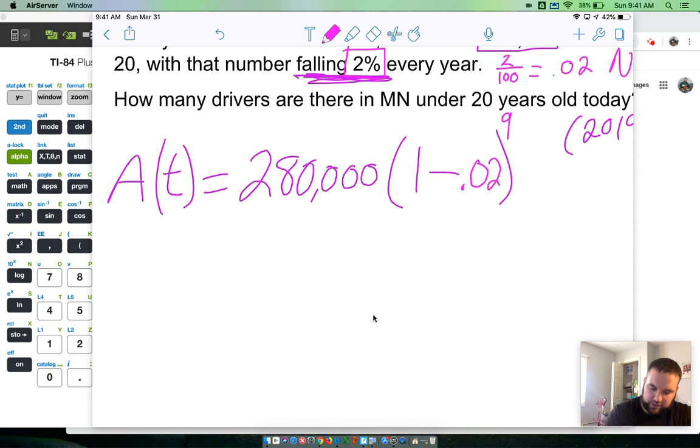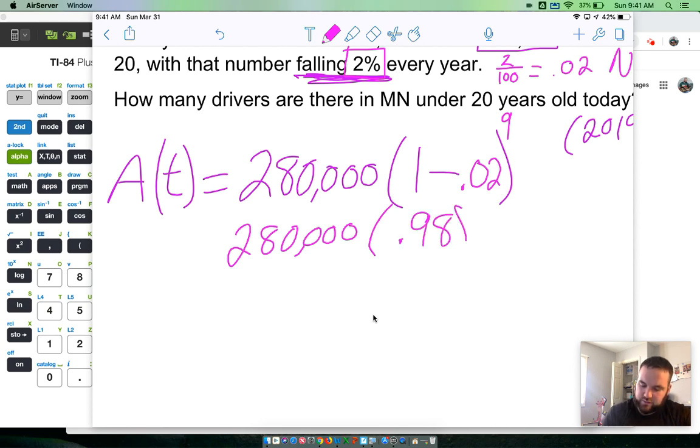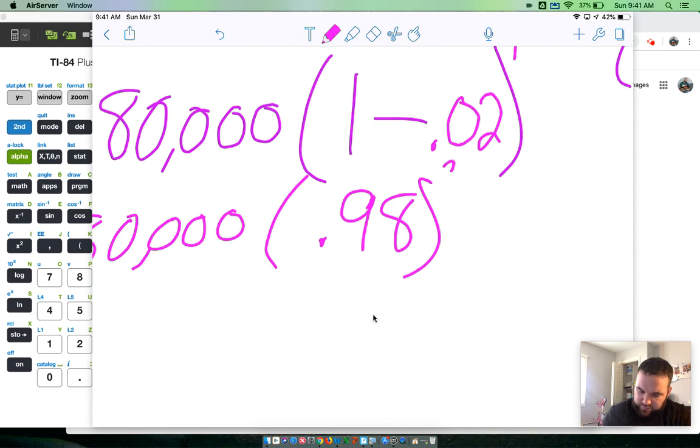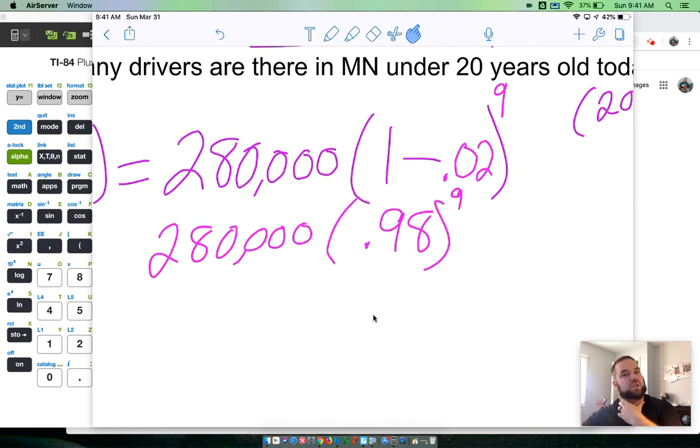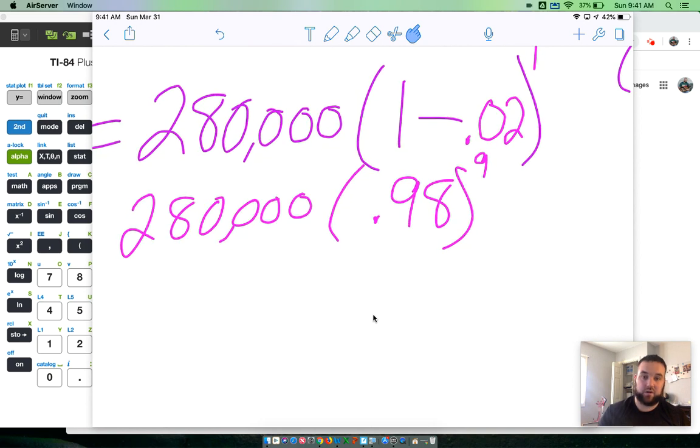The only thing I'm going to clean up in here is that decay factor. 1 minus 0.02 is 0.98. And if you think about what that means, if I'm losing 2% of drivers every year, the number of drivers is going down 2%, that means I'm keeping 98%. So we are retaining 98% every year.